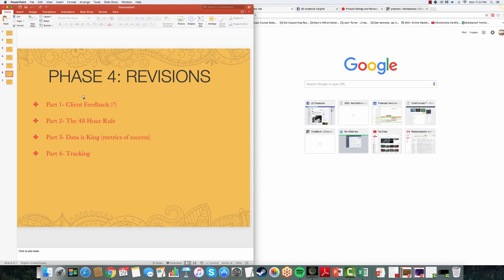So make sure that your clients understand that the data that you get on the piece from actual traffic is the measurement of success. And obviously that goes into part four, which is tracking, making sure that the tracking is set up and ready to go before you launch the piece and making sure that it's tracking the right things so that you know what you're actually talking about.